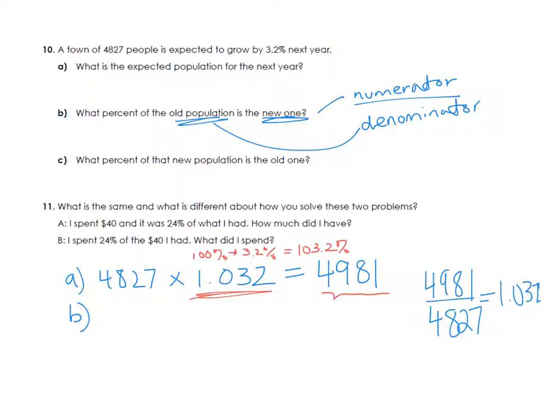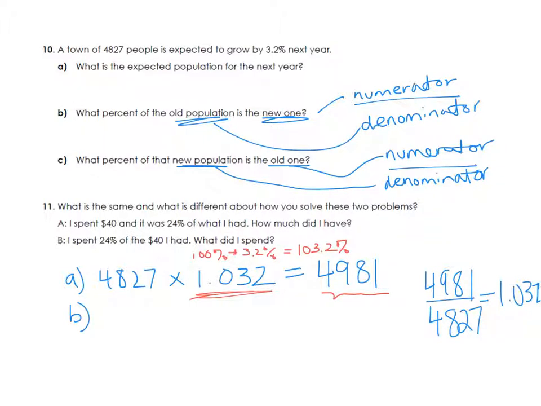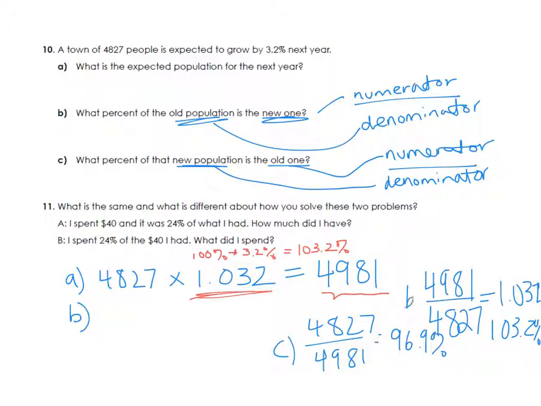And then what percent of the new population is the old one? So that's just asking you to do the opposite here. So now this is going to become your denominator, and this is going to become your numerator. And when you do it that way, you will then get 4,827 divided by 4,981, and when you do that, you should get the answer about 97%, 96.9. Okay, this was 103.2%. Okay, so those are the answers to B, and this was B, and this was C.